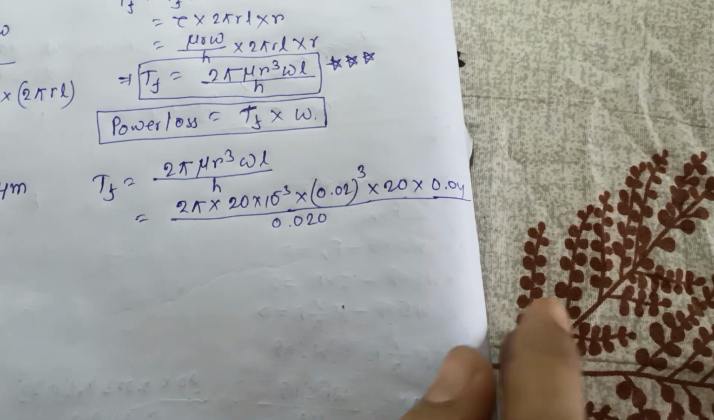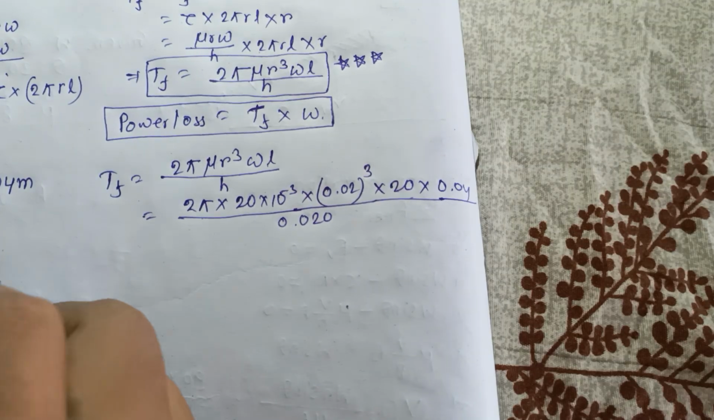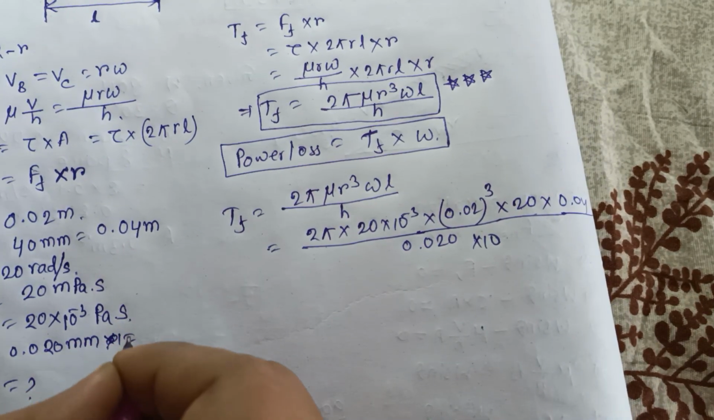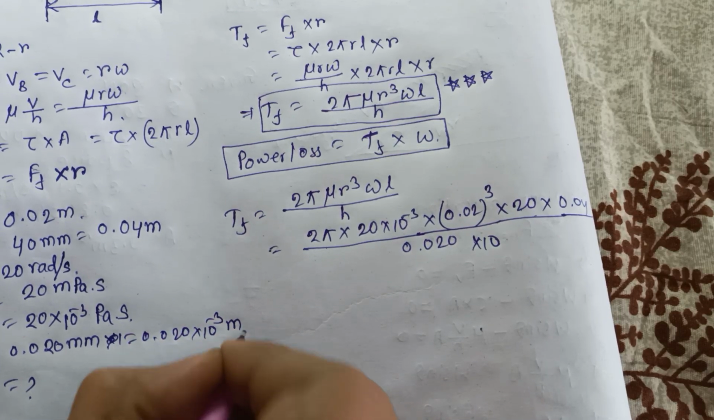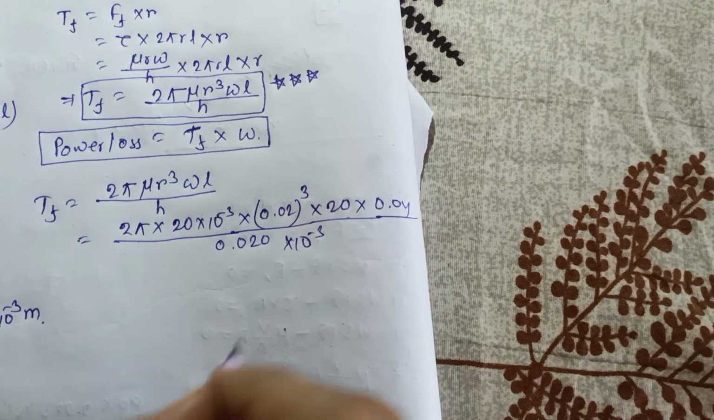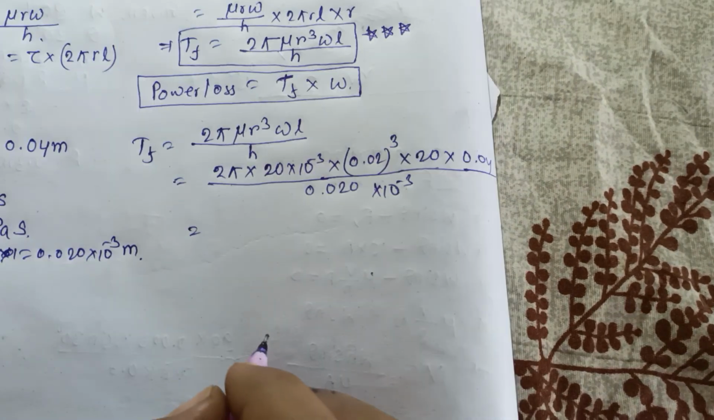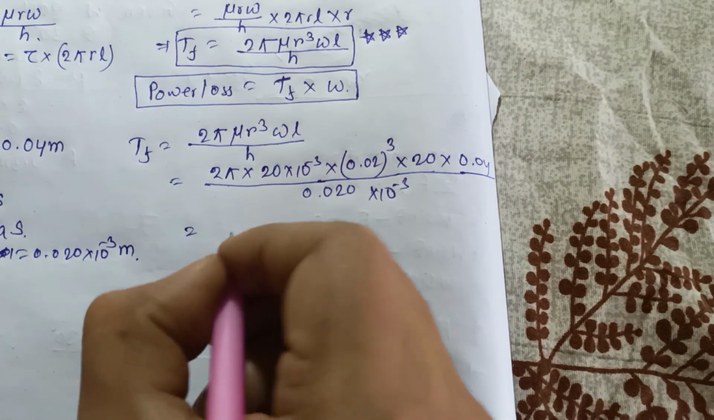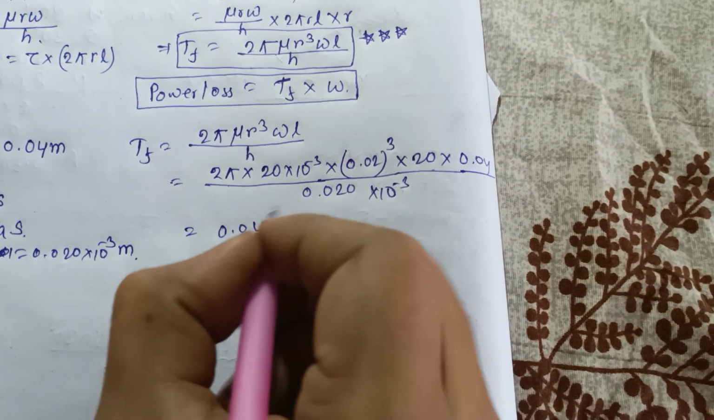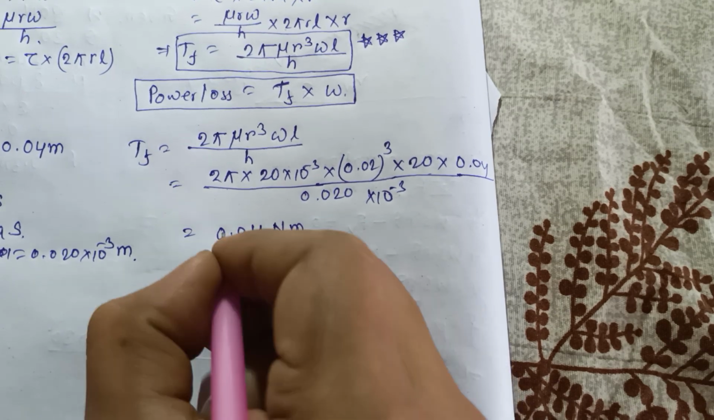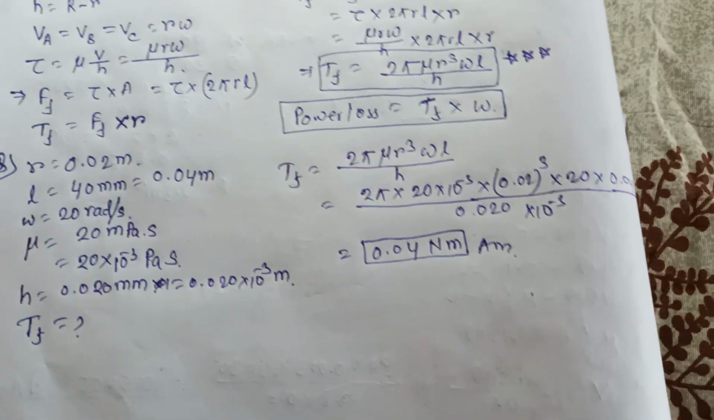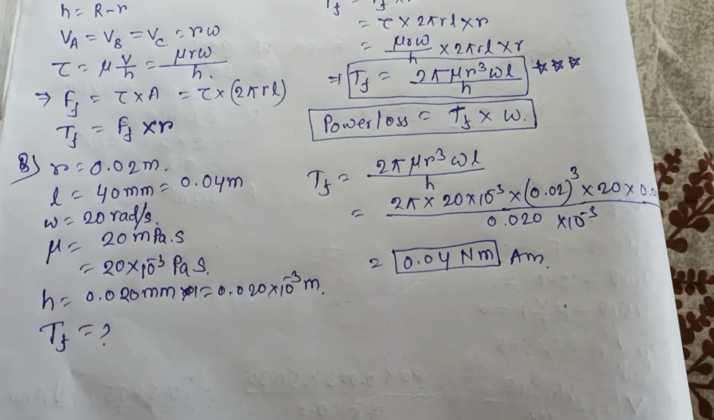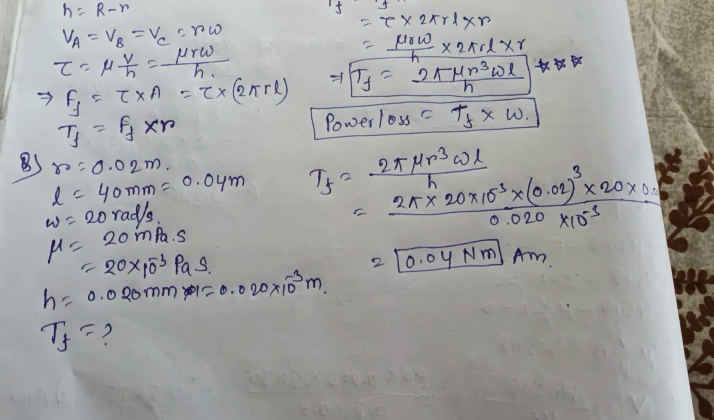So H is 0.020 into 10 to the power minus 3. This is in mm, so it is 0.020 into 10 to the power minus 3 meter. The final value of the torque will be 0.04 Newton meter. Okay, so this will be our answer. This type of question is asked in the GATE exam, so this is very, very important.